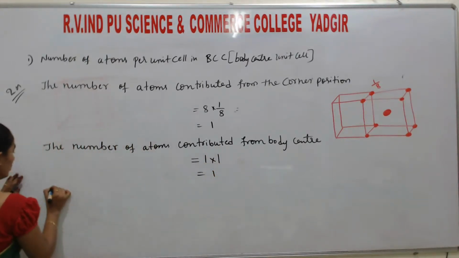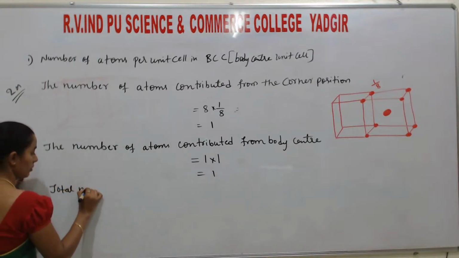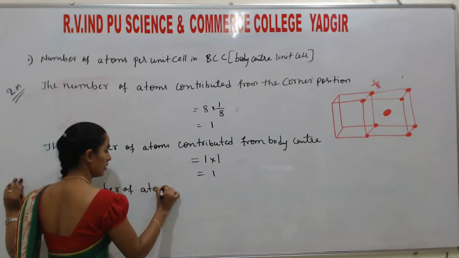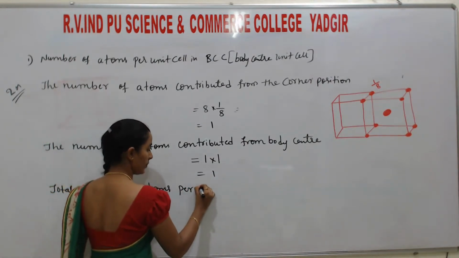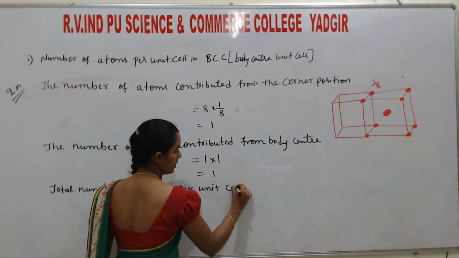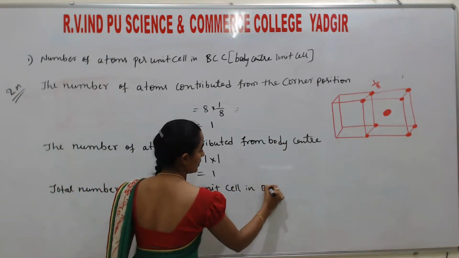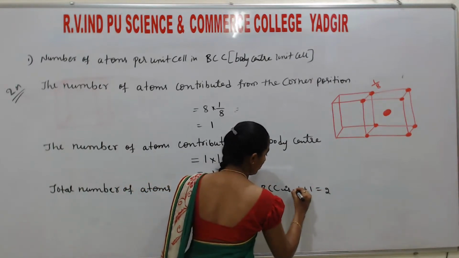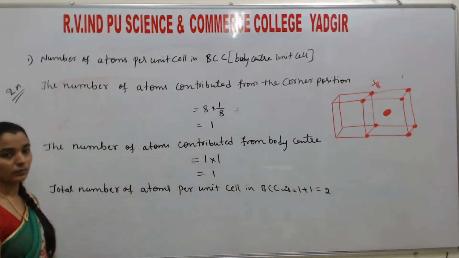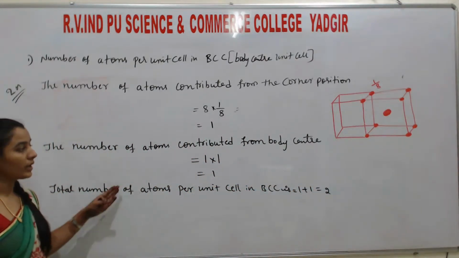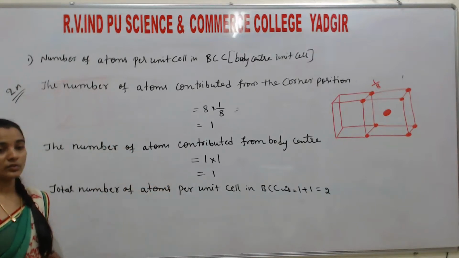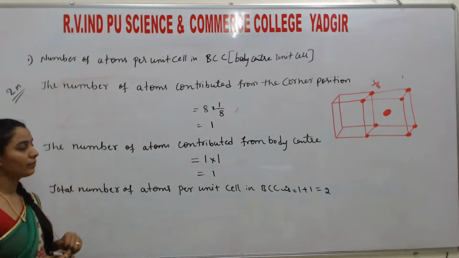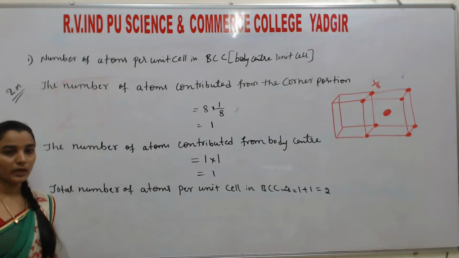So the total number of atoms per unit cell in BCC is 1 plus 1, that is equal to 2. Total number of atoms per unit cell in BCC is 1 plus 1 is equal to 2. If you write this much, you get 2 marks. No need to write the diagram.